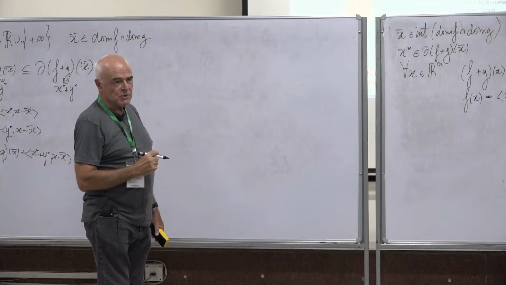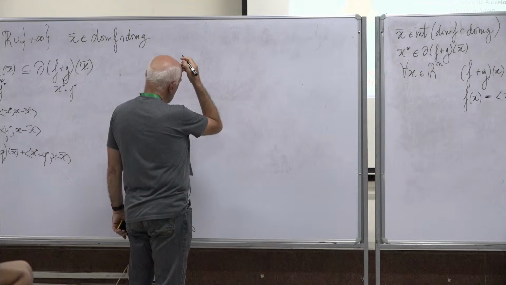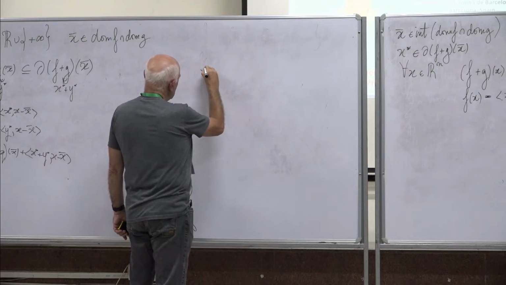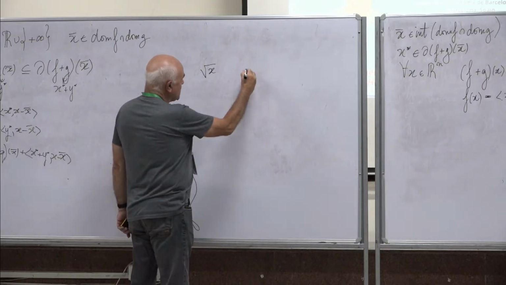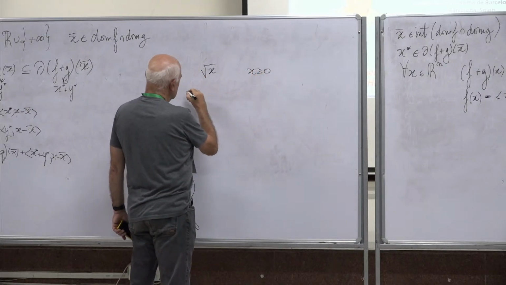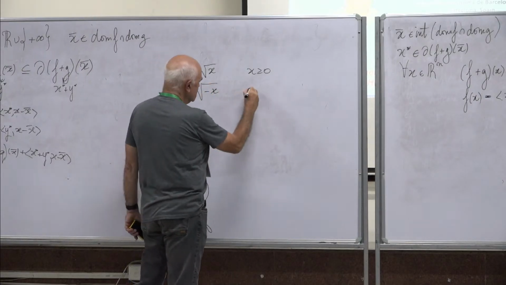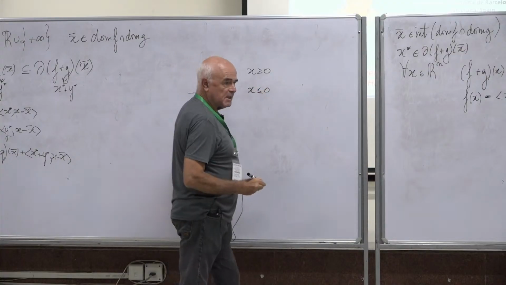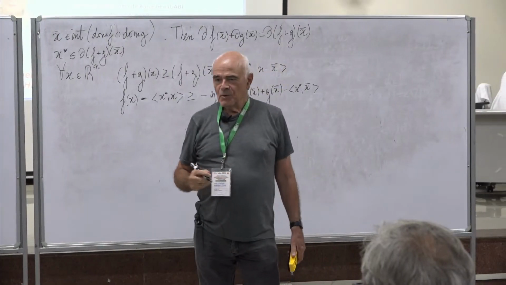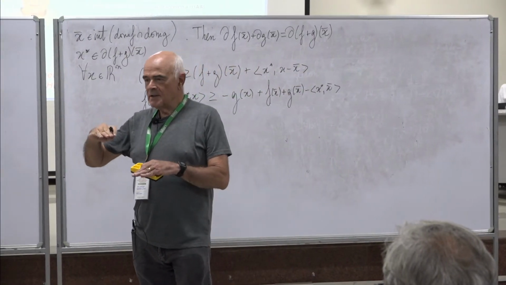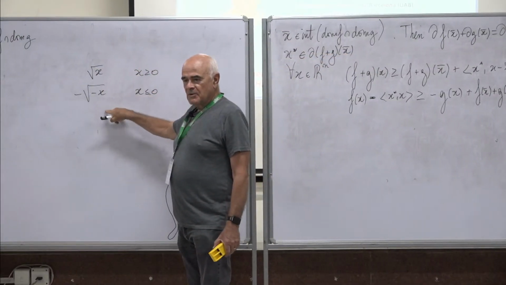Consider these two functions. Square root of x, of course for x non-negative, and minus the square root of minus x for x negative. Okay? Which function is above the other? Which is larger? The first or the second?